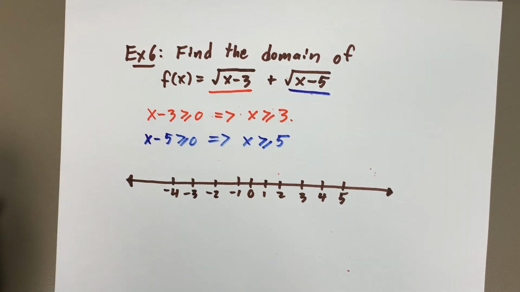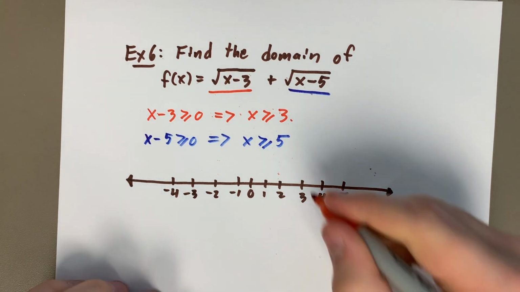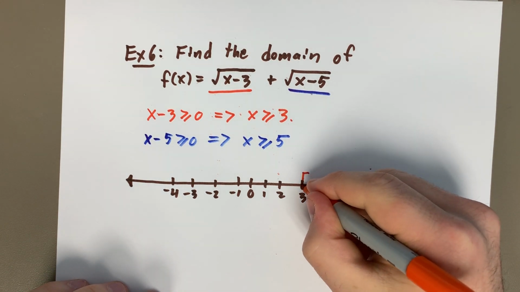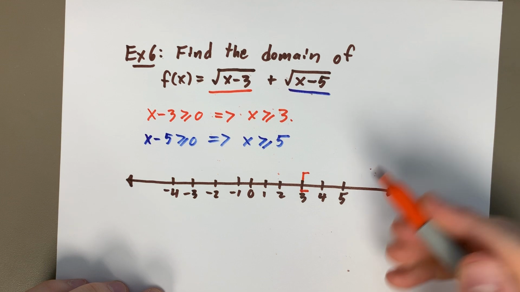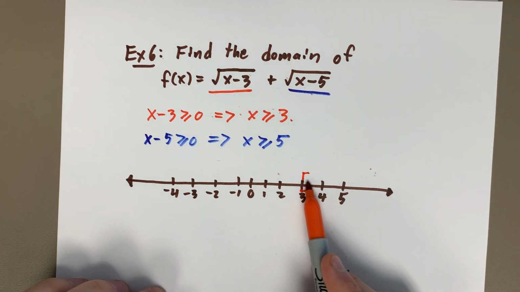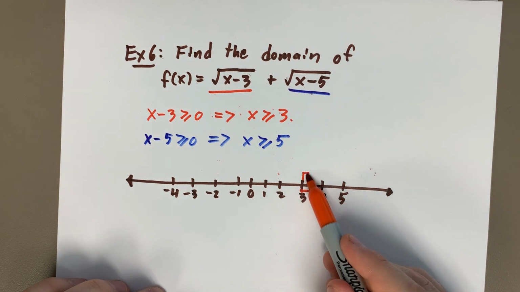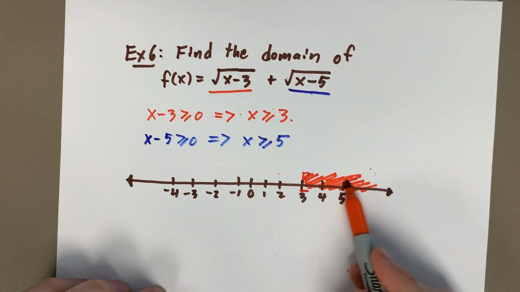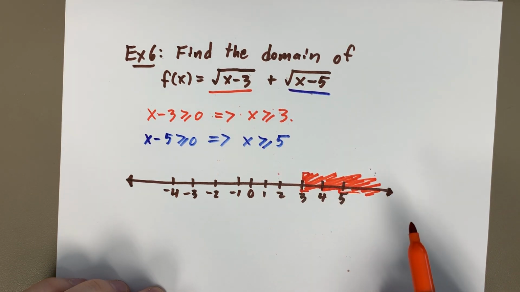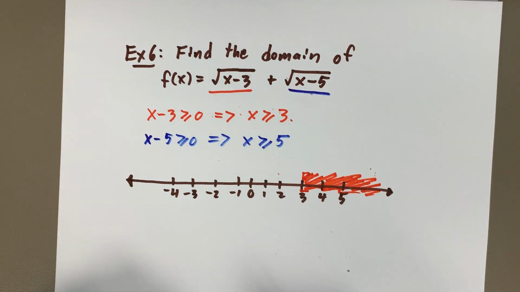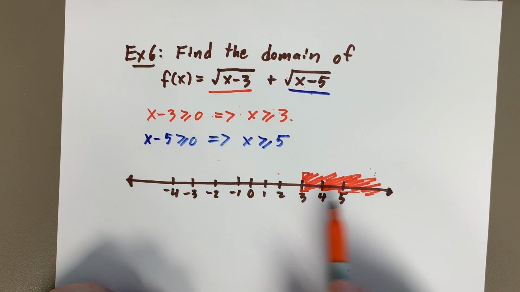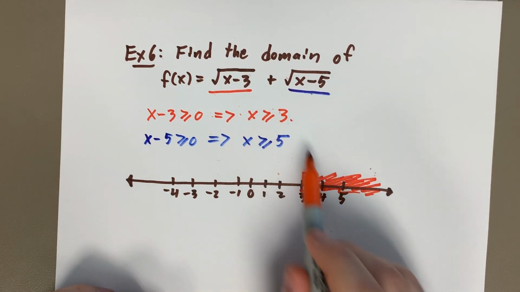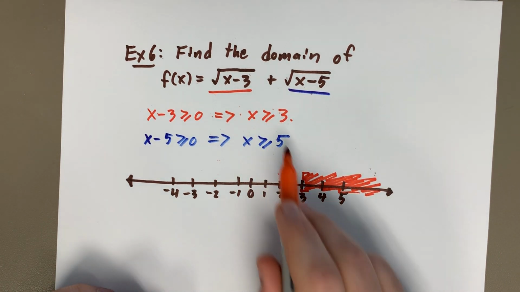So let's look at the first domain. x can be greater than or equal to 3. So what I'm going to do is draw a square bracket at 3 and then shade in everything greater than or equal to 3. So everything over here, because that's what x can be. Just shade it all in. And if you're an artsy person like me, you'd like to do more shading so you can procrastinate and not do the problem. Okay, so that's the domain of this. We just shaded in everything greater than or equal to 3.